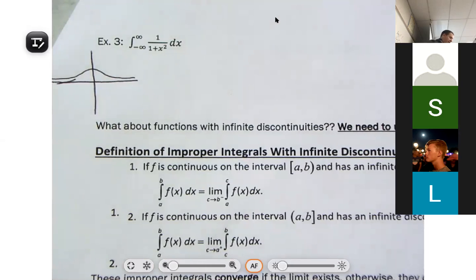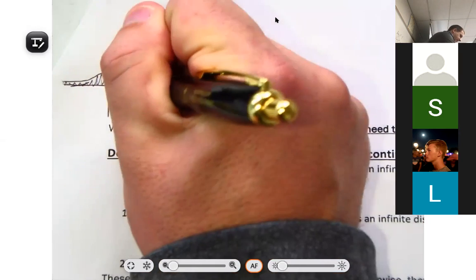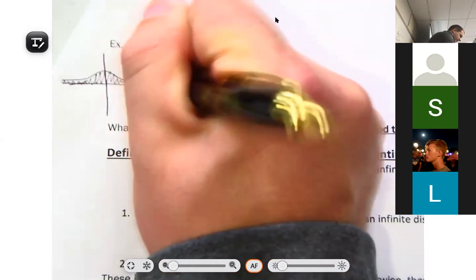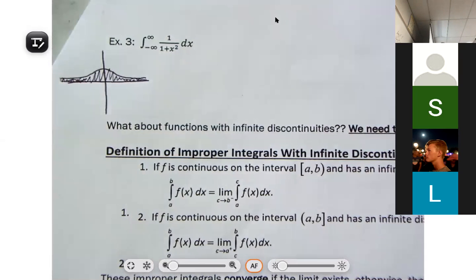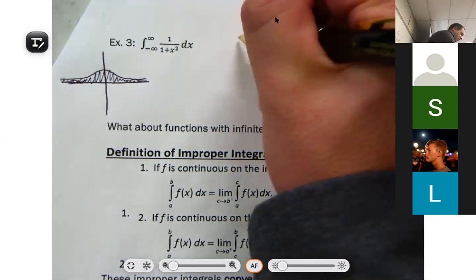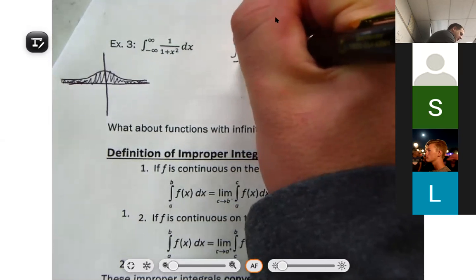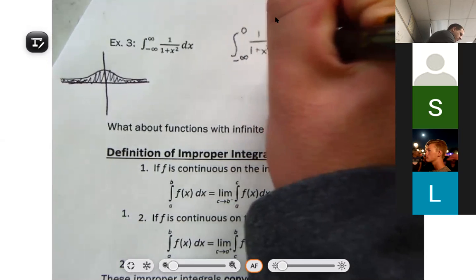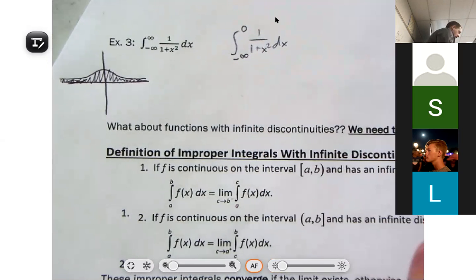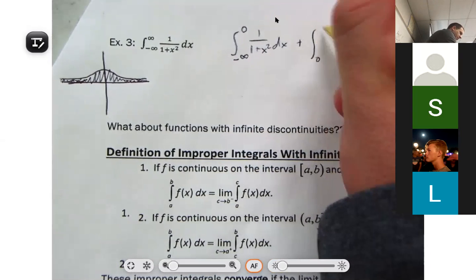And so I'm really trying to find the area of all this stuff here and here. And I'm going to split this up at 0. And so here's what the first part of this is going to look like. I'm going to split this up into two separate integrals. I'm going to integrate from negative infinity to 0, and then add the integral from 0 to infinity.